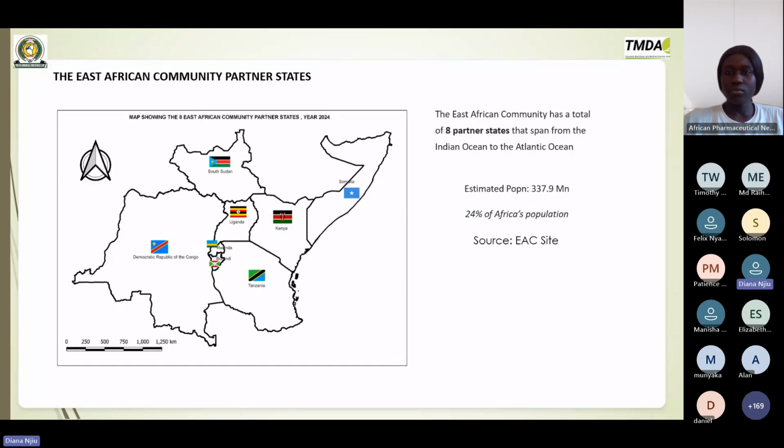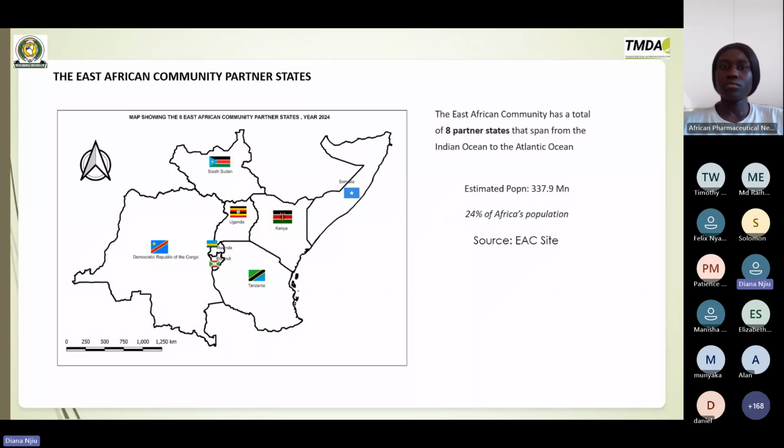And with 8 member states, it means other members joined later. These were Rwanda, Burundi, South Sudan, and the Democratic Republic of Congo. And there were several achievements, including establishing a customs union in 2005 and a common market, and working towards the monetary union and political federation.